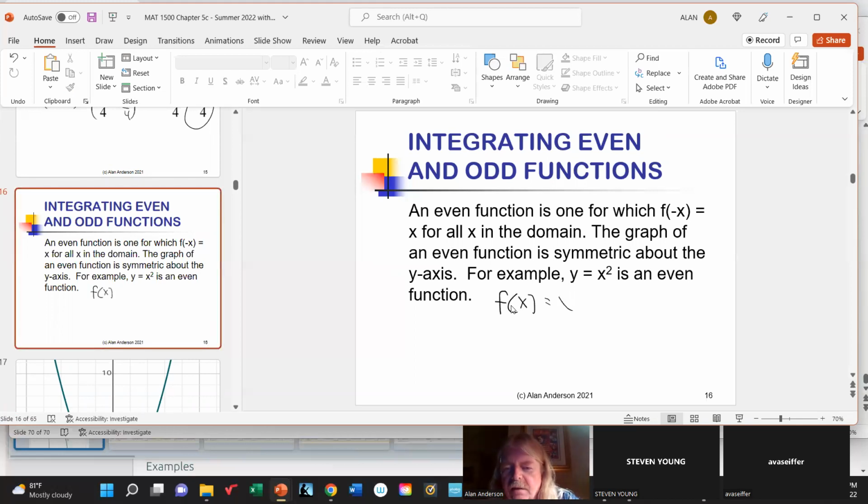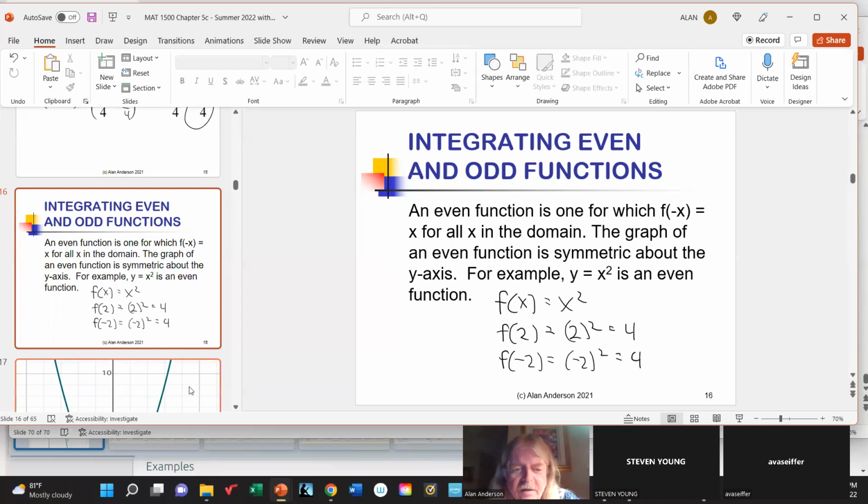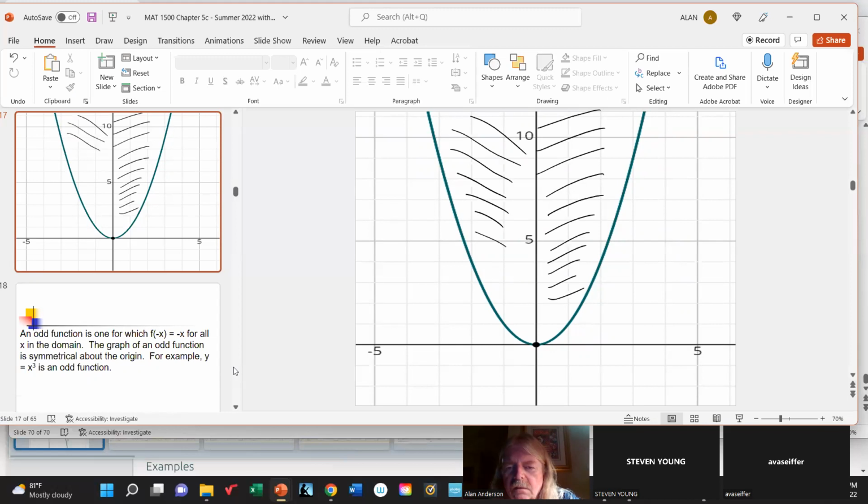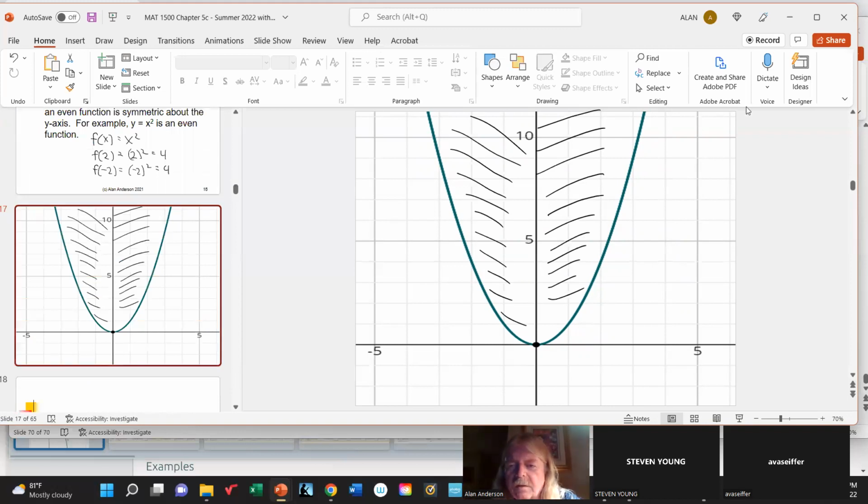So let's say that f of 2 is 4. What they're trying to get at here is that it's symmetrical on either side of the vertical axis. Okay, so this is y equals x squared. It is defined to be an even function. And it's characterized by being symmetrical.